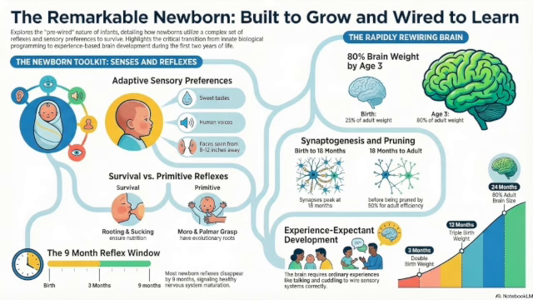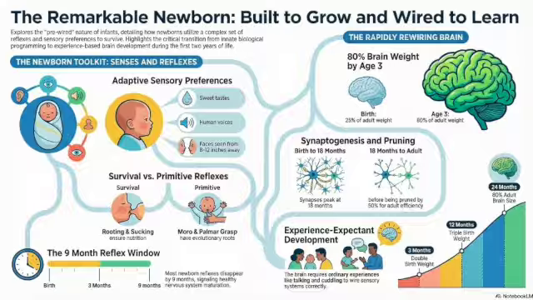The contrast between what we assume about human development as a society and what the research actually reveals is consistently surprising. Okay, let's unpack this. Starting with what we might call the human factory settings. When a newborn arrives, they aren't just a blank slate, right? They come preloaded with a rich set of reflexes.